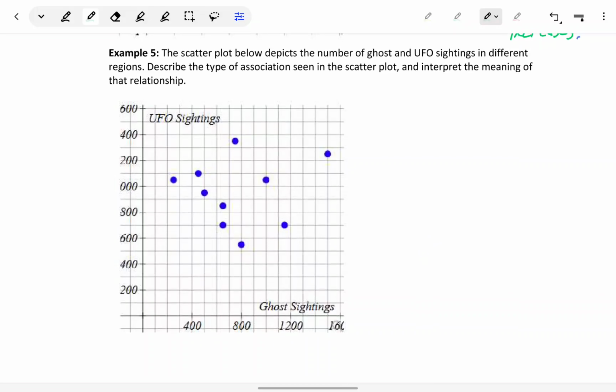In example 5, we have a scatter plot that depicts the number of ghost and UFO sightings in different regions. We want to describe the type of association seen and interpret the meaning of that relationship. In this case, there's no real straight line increasing or decreasing pattern that the data follows as we read from left to right. So we would say there's no association.